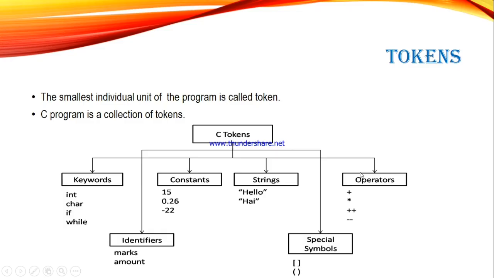Hi friends, today we discuss the tokens and operators in C language. First we see the tokens. The smallest individual unit of the program is called a token. A C program is a collection of tokens. C tokens are classified into six types, namely keywords, identifiers, constants, strings, special symbols, and operators.